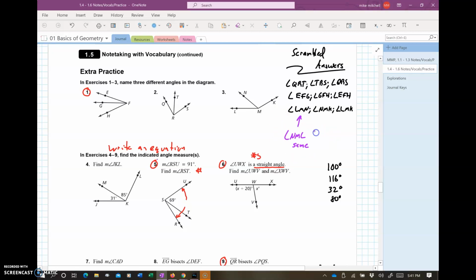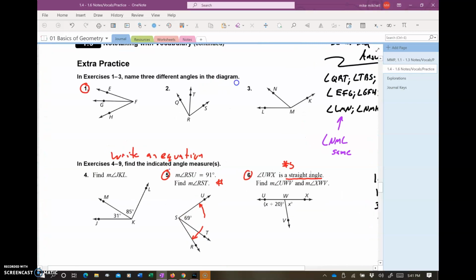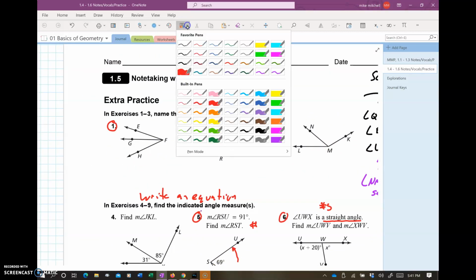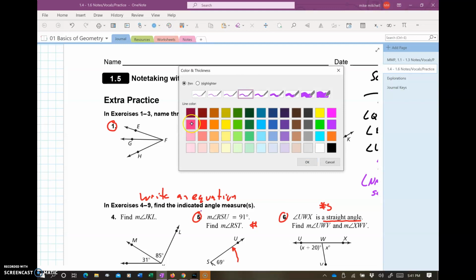Vertex is always in the center. Angle LMN, angle NML would be the same thing. So when I'm looking at these and naming problems, I'll do number one here first. Remember, trace out the angle a little bit. Let's use this one here.